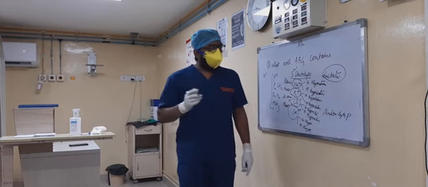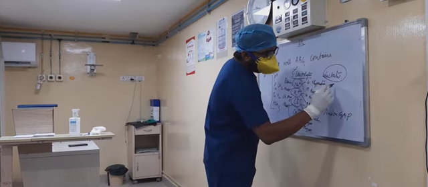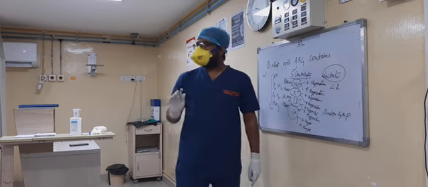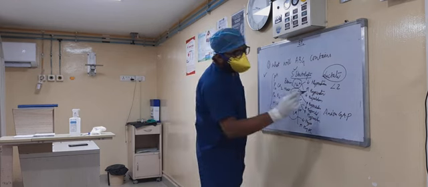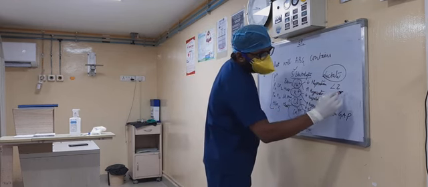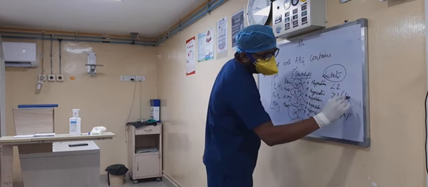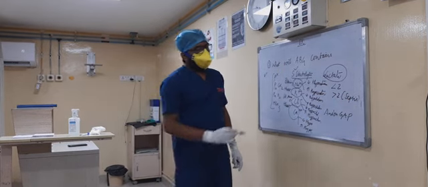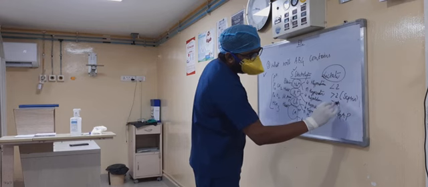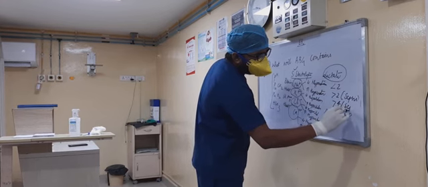You know, the normal value of lactate is less than 2. Okay? Normal value of lactate is less than 2. If it is greater than 2, it is diagnosed as sepsis. Okay? If it is greater than 4, it is diagnosed as septic shock.